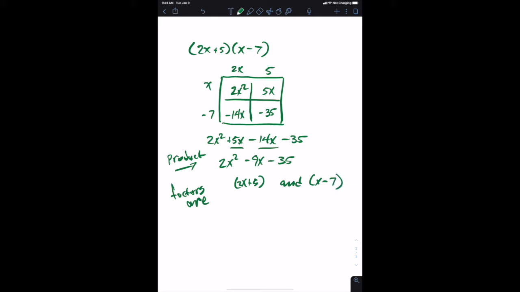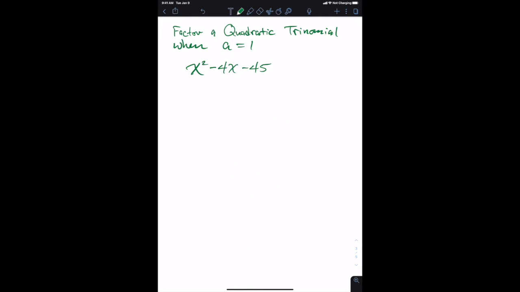x minus 7. If we have a product that is factorable, then we can actually take this product right here and break it down so that it becomes the factors 2x plus 5 and x minus 7. So that's what we're trying to teach: how to take a product and break it up into the factors of a quadratic trinomial that is factorable. This is like taking 56 and knowing that that's made up from 7 times 8, where 7 and 8 are factors of 56. So right now we're talking about factoring a quadratic trinomial when a is equal to 1.